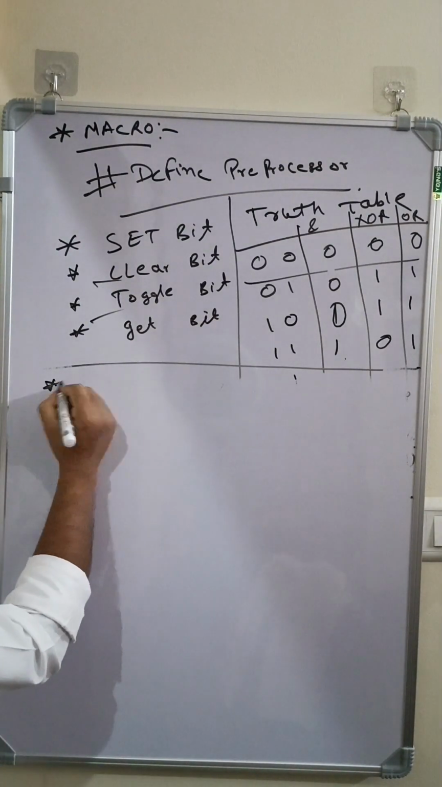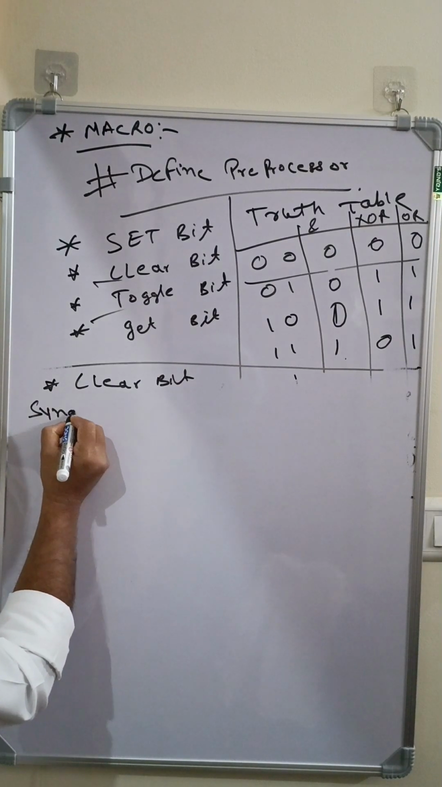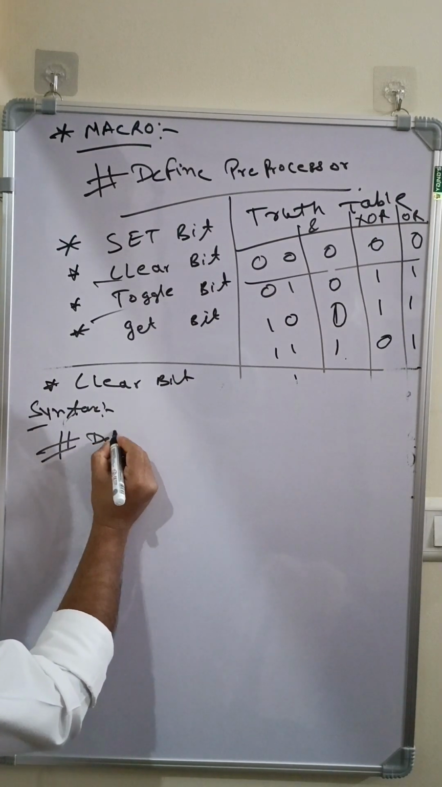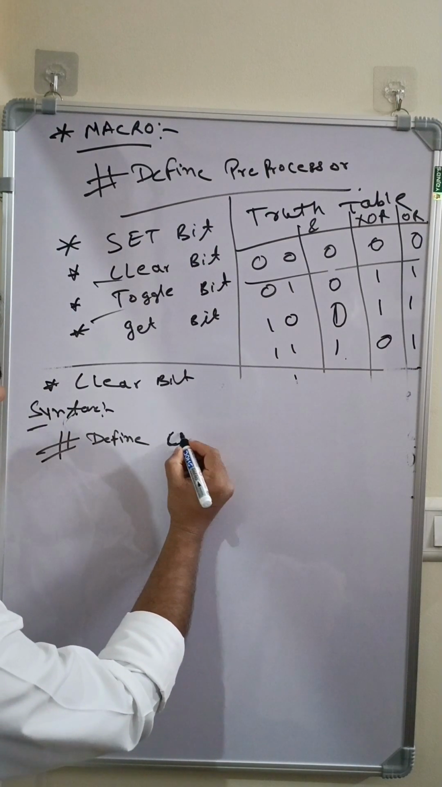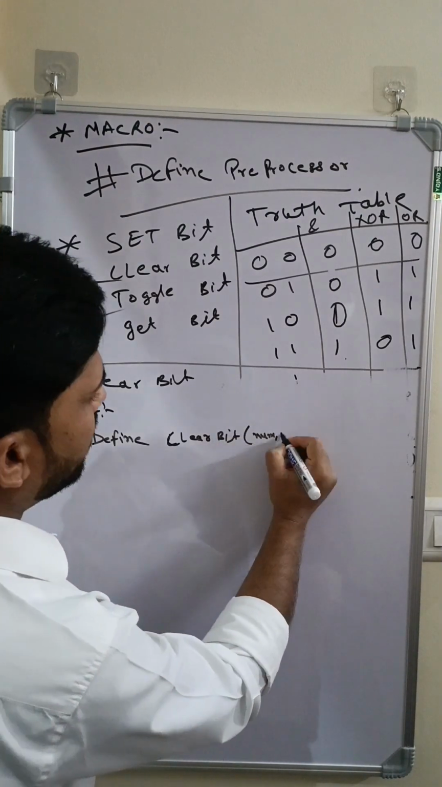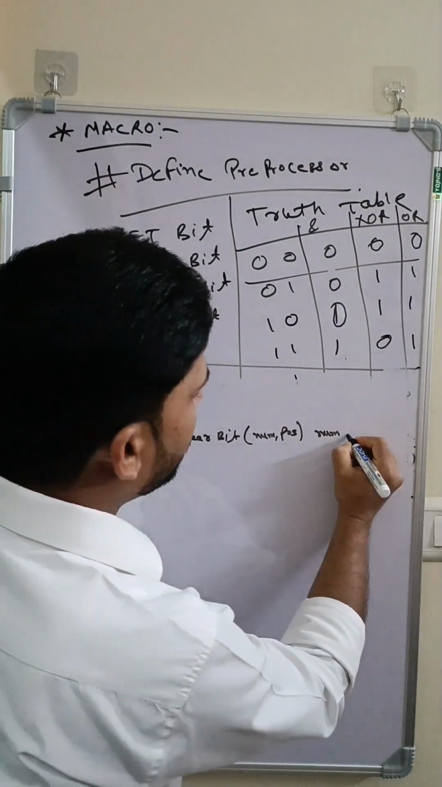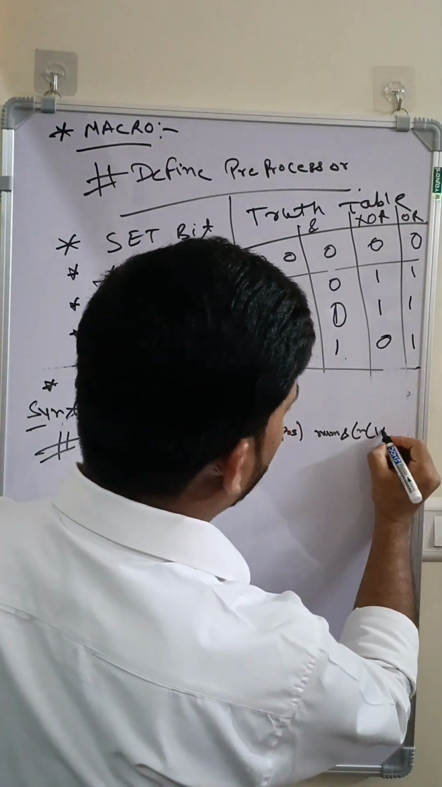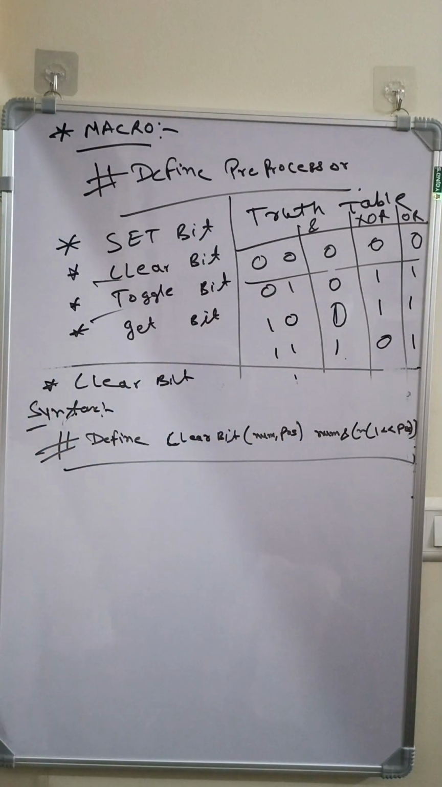Now clear the bit. Let's see the syntax. Same as before, #define, then CLEAR_BIT with number and position. Here we first do an AND operation with the one's complement, then we do one shifted by the position. So this is the syntax of clear bit.